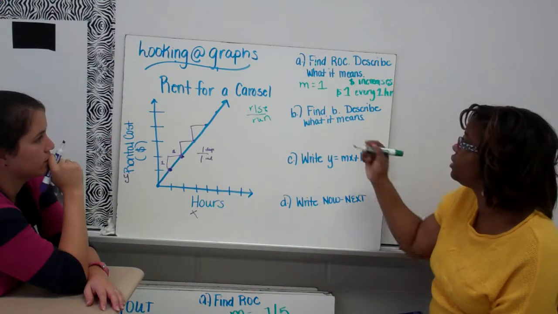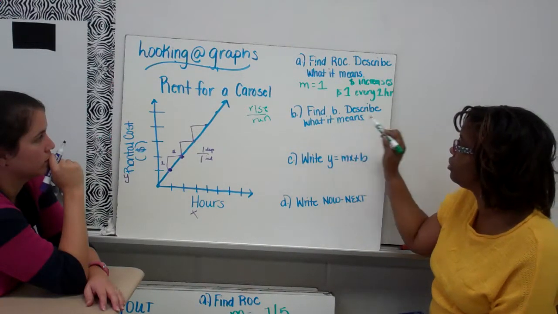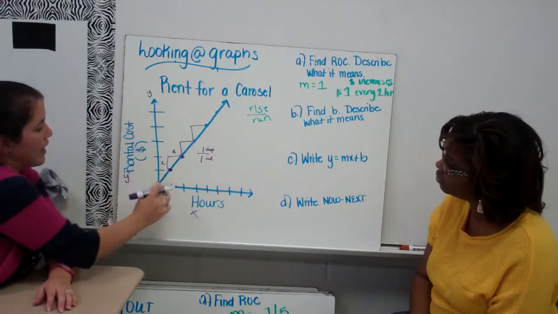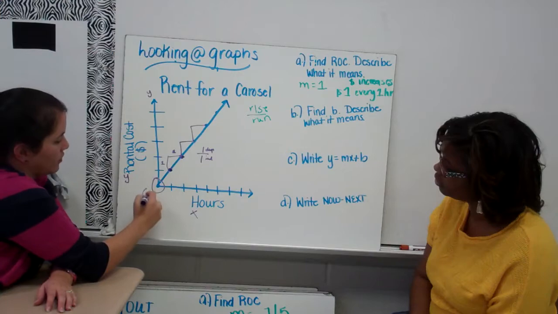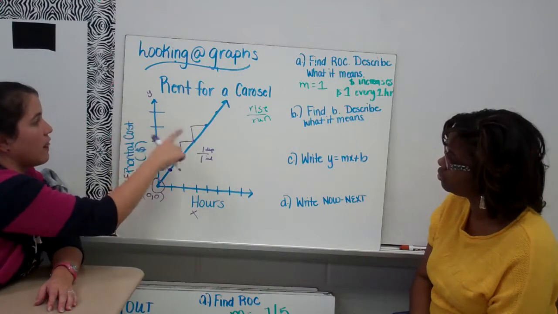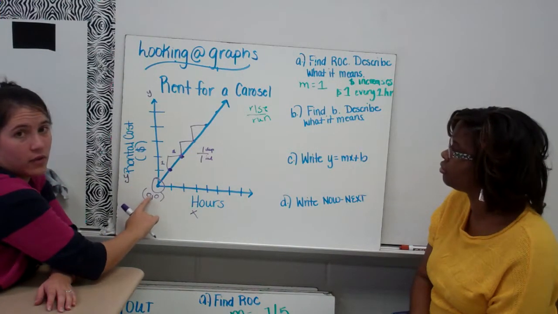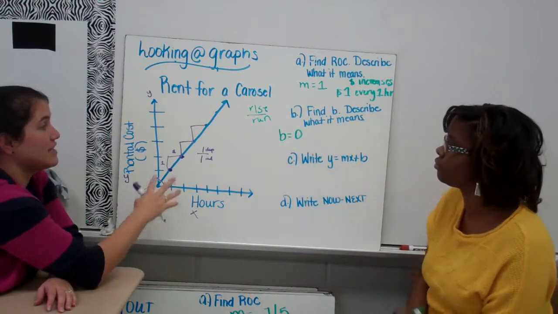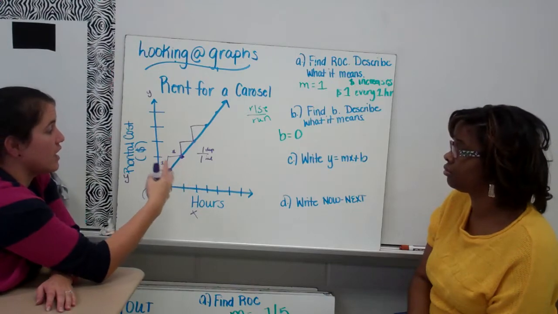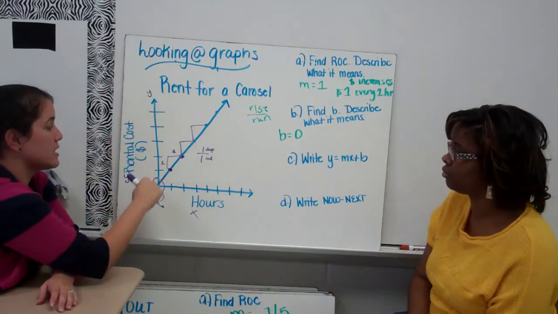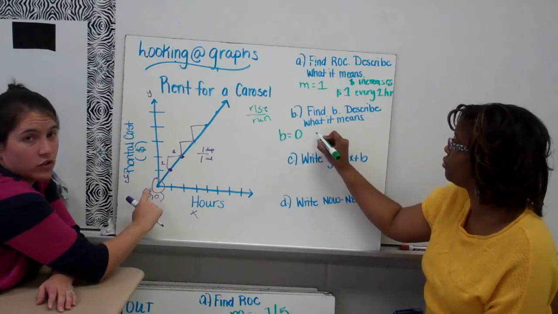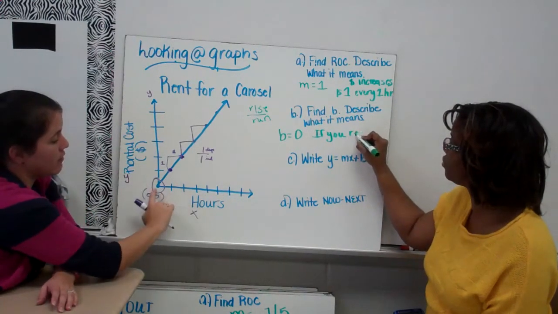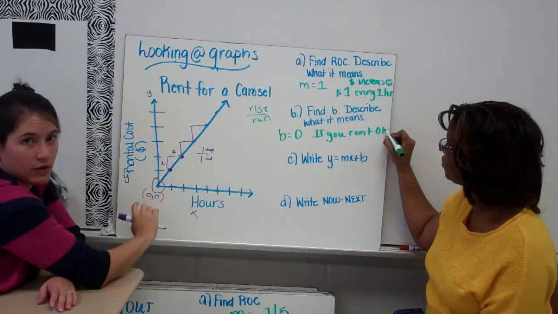All right, the next thing is find the b. Describe what that means. Where it crosses the y-axis is this value right here, which is (0, 0). Remember, the y-intercept is when x is 0, and in this example it is (0, 0), the origin. What that means in this context is if you rent the carousel for 0 hours, you're going to pay $0. So at 0 hours, it costs us $0.